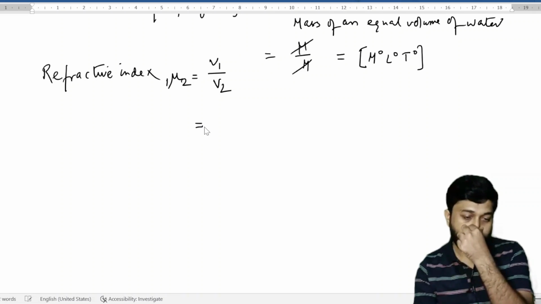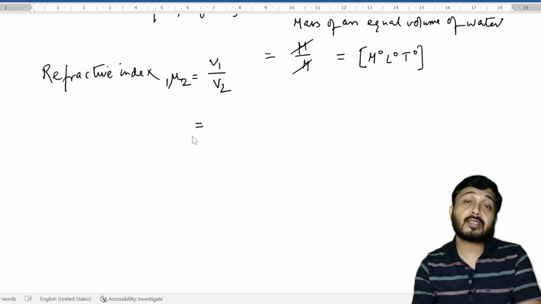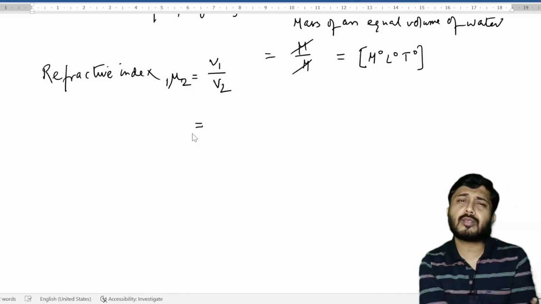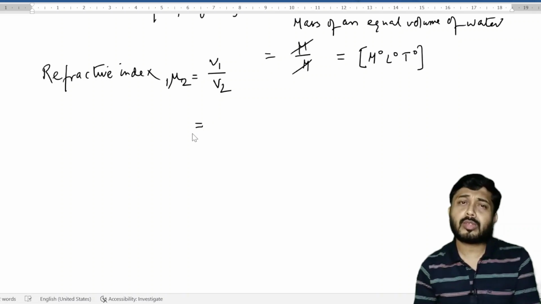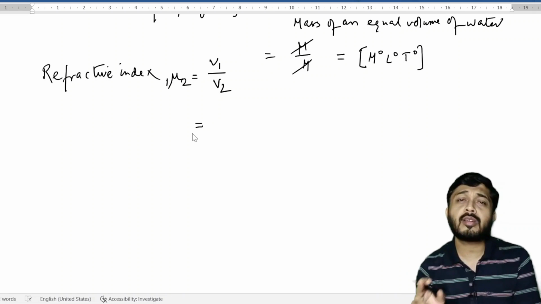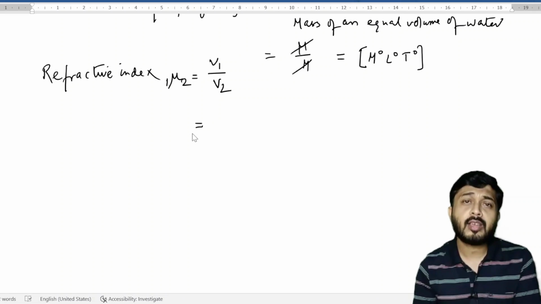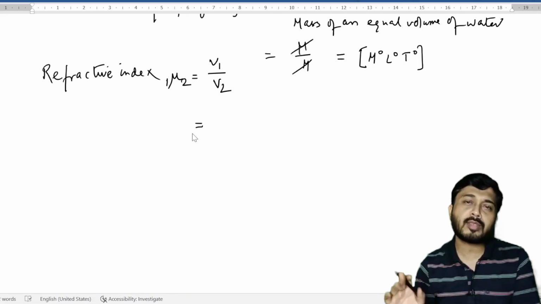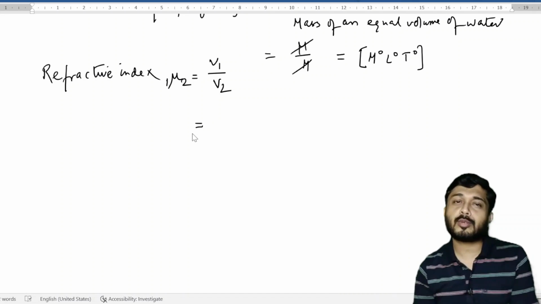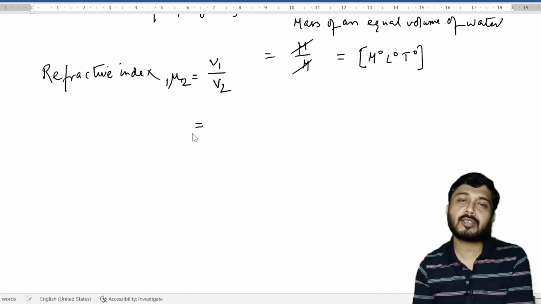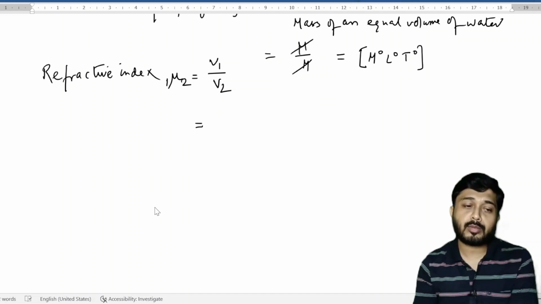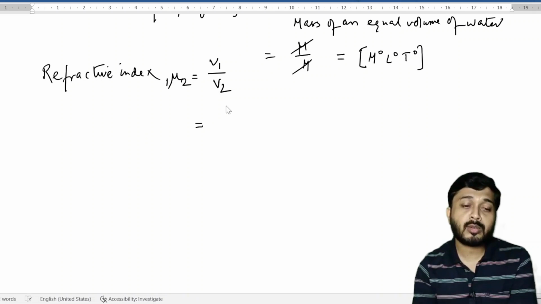It is v1 by v2. According to Snell's law, this is written as sin i by sin r. You must be thinking about Snell's law that we learned, which says sin i by sin r. In that case also, you see sin i and sin r both are ratios. Sin is actually perpendicular by hypotenuse of a right angle triangle, right? So sin itself is a ratio, sin i is a ratio, sin r is a ratio, and sin i and sin r themselves are unitless. So the ratio of two ratios is also a simple ratio, which has no dimension and no units as well, right? So from that aspect also, refractive index is a dimensionless and unitless quantity.